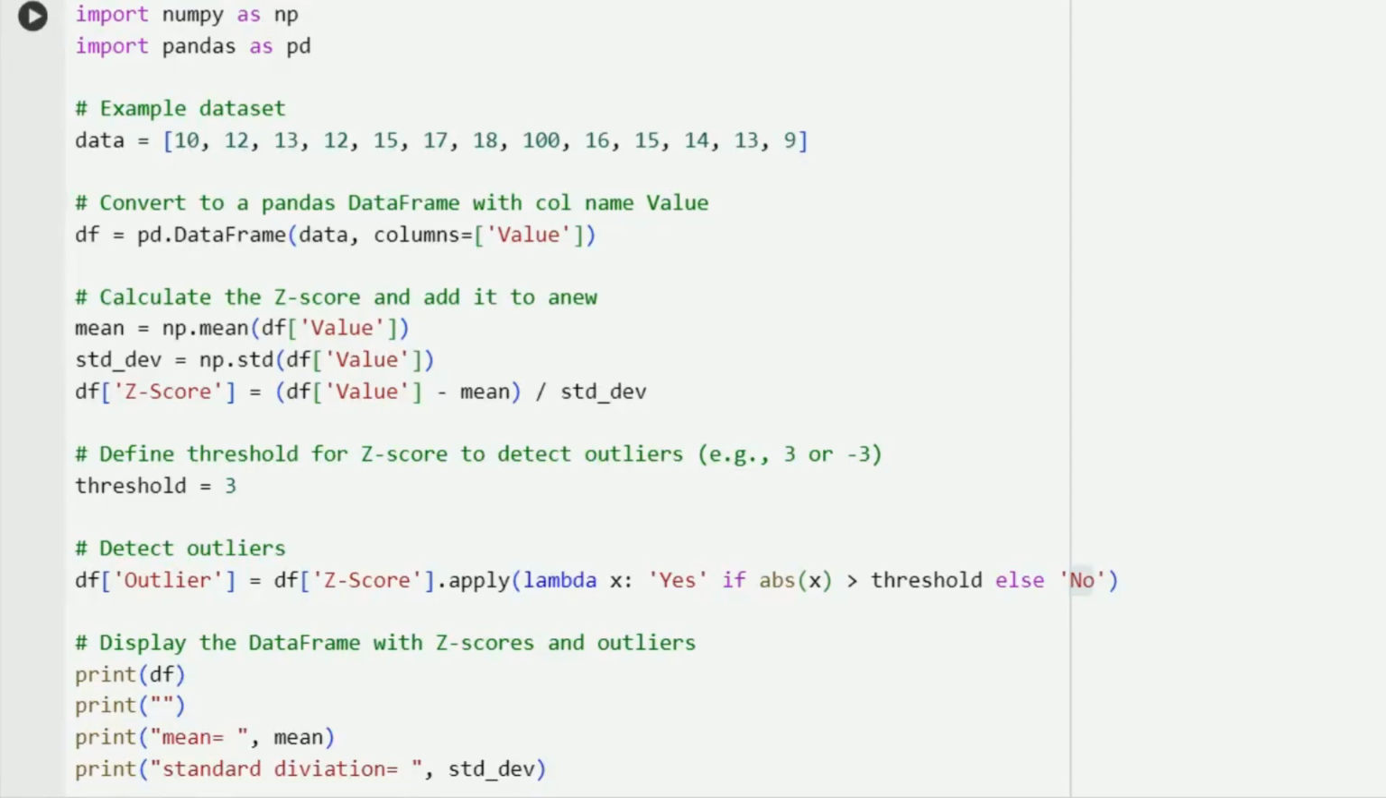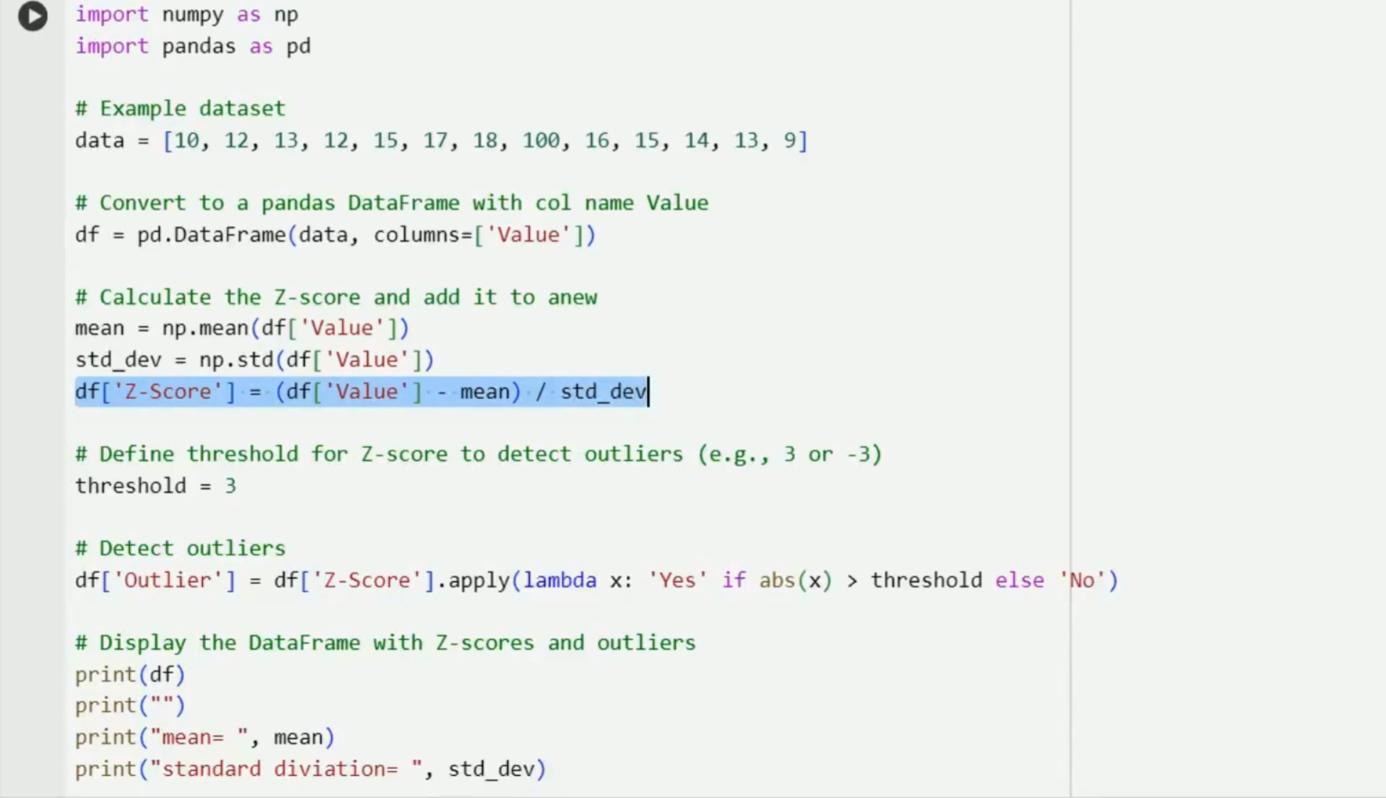We start by importing the libraries, Pandas for creating the data frame and NumPy for calculations. The data points for this example are 10, 12, 13, 12, 15, 17, 18, 100, 16, 15, 14, 13, 9. Then we convert this into a data frame for ease of comparison in the later parts. Then we find the mean and standard deviation using the NumPy library.